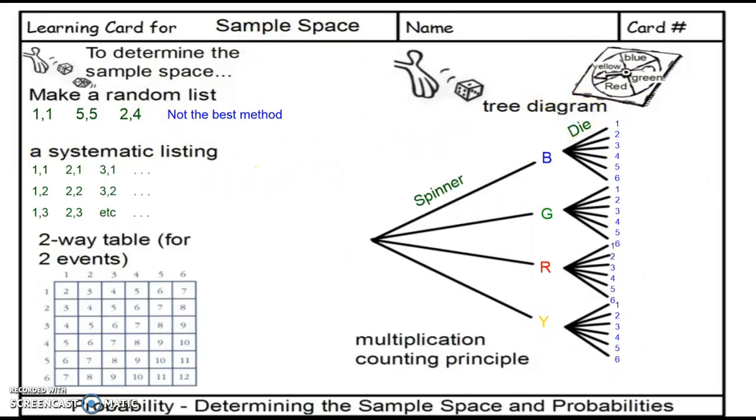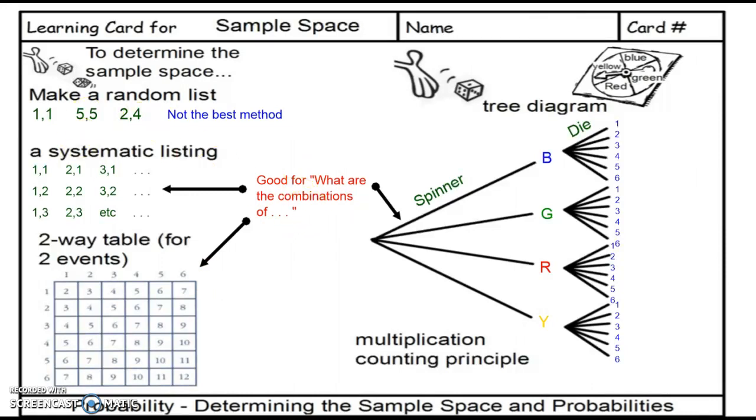Now, one thing I want to point out is that a tree diagram is a good way for what are all the combinations of. A systematic listing is a good way for what are all the combinations of. And a two-way table could also be a good way to find all the different combinations of something happening.